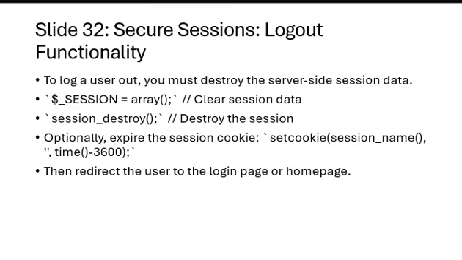Secure session with logout functionality. To correctly log out a user, you must completely destroy the server-side session data. First, clear the session array with $_SESSION equals an empty array. Next, you call the session_destroy function to fully destroy the session. You should also optionally expire the session cookie explicitly on the user's browser. A command like setcookie with session_name, an empty value, and time minus 3600 achieves this expiration. Destroying the session file ensures the old session ID can no longer be used.